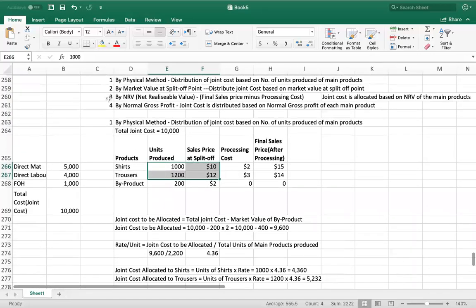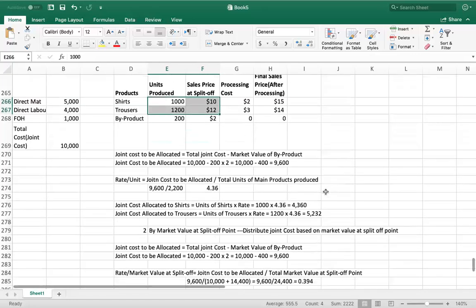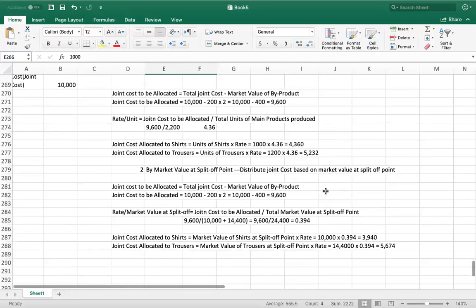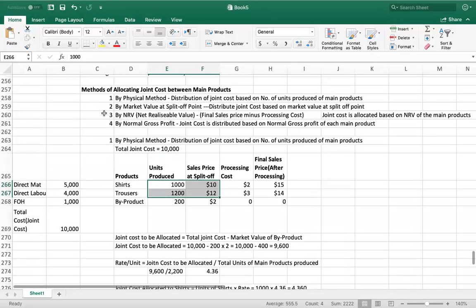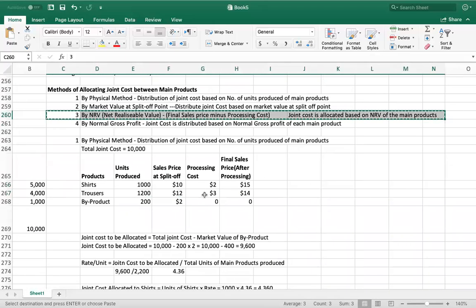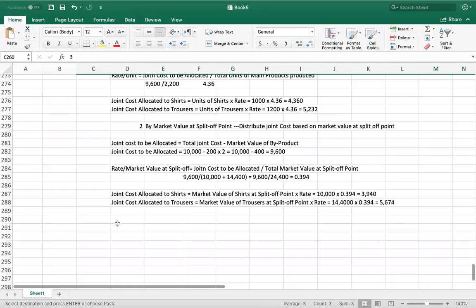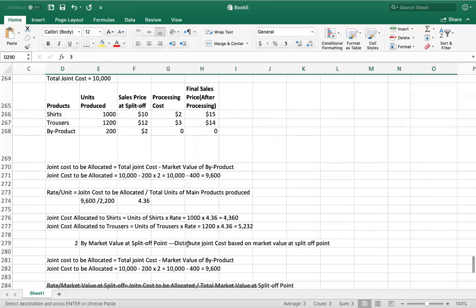The third method, is it clear now? Yes. Okay, the third method is where we will see by net realizable value. We will see how to calculate it. Third method, by net realizable value.